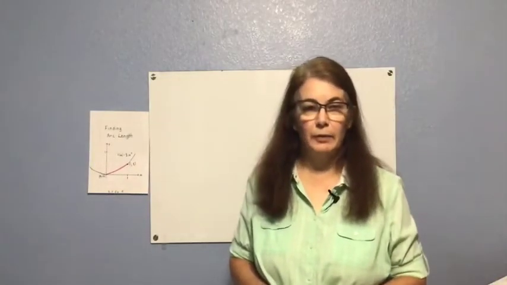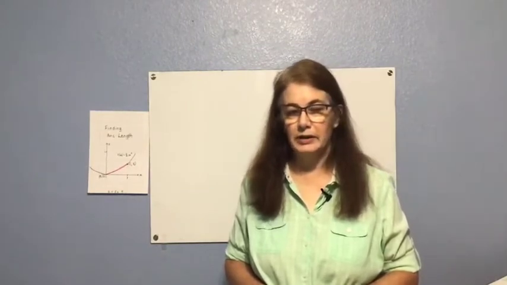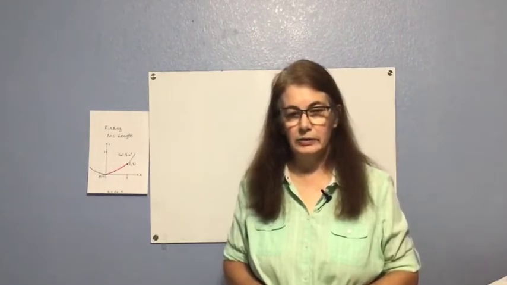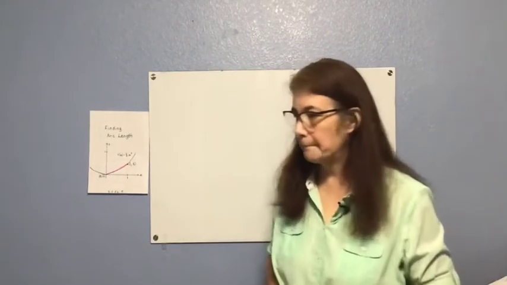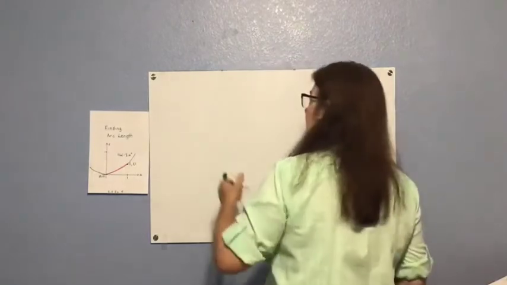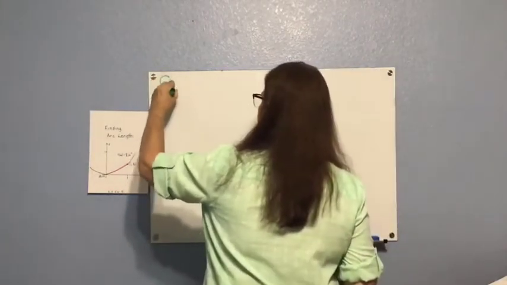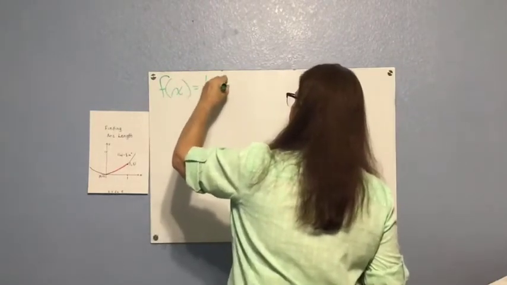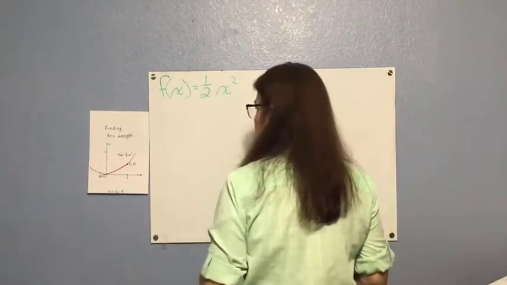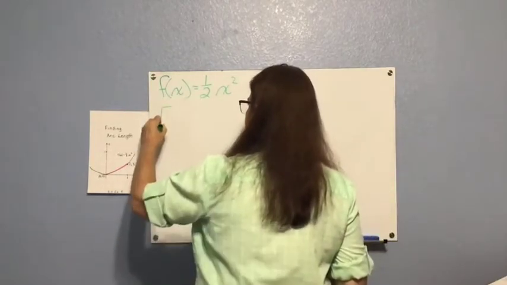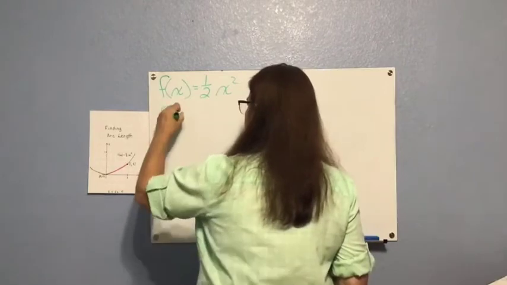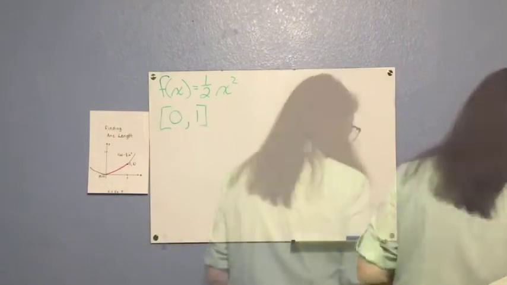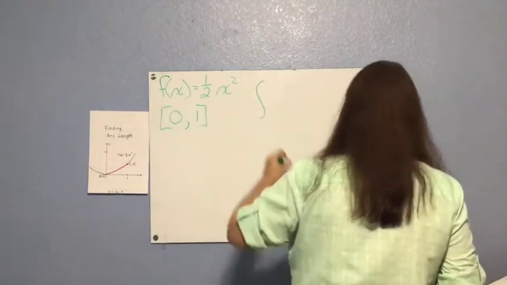In this last example, we're going to go back to something we did in Chapter 7 and find an arc length and use some trig substitution to help us out. So I have a function f of x equals 1/2 x squared, and I want to find the length of the arc between x equals 0 and x equals 1. So we're going to use my arc length formula.